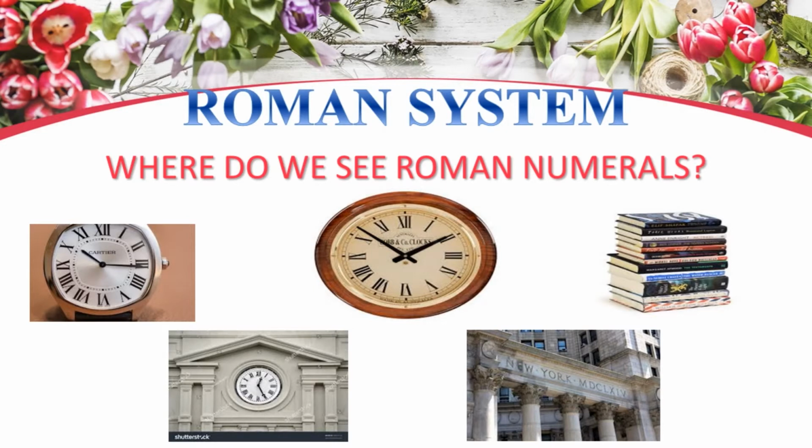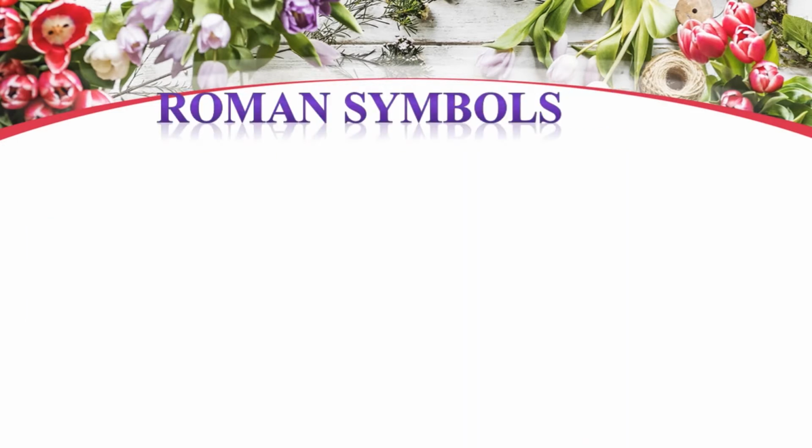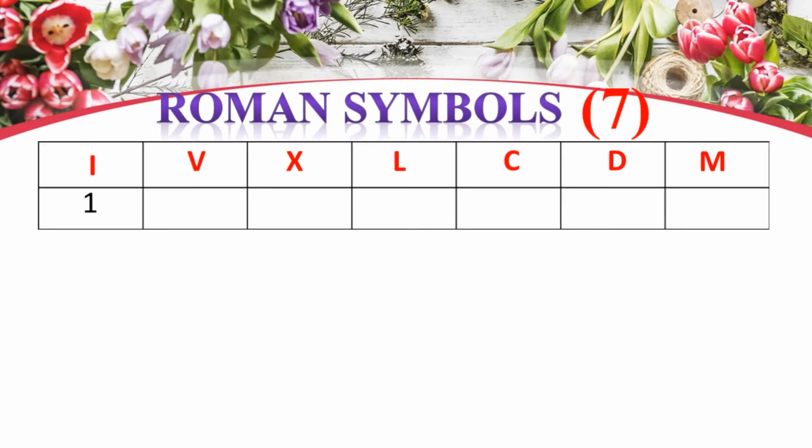Let us see Roman symbols. We already know Roman symbols have 7 basic symbols. They are I, V, X, L, C, D, and M. The value of I is 1, V is 5, X is 10, L is 50, C is 100, D is 500, M is 1000.